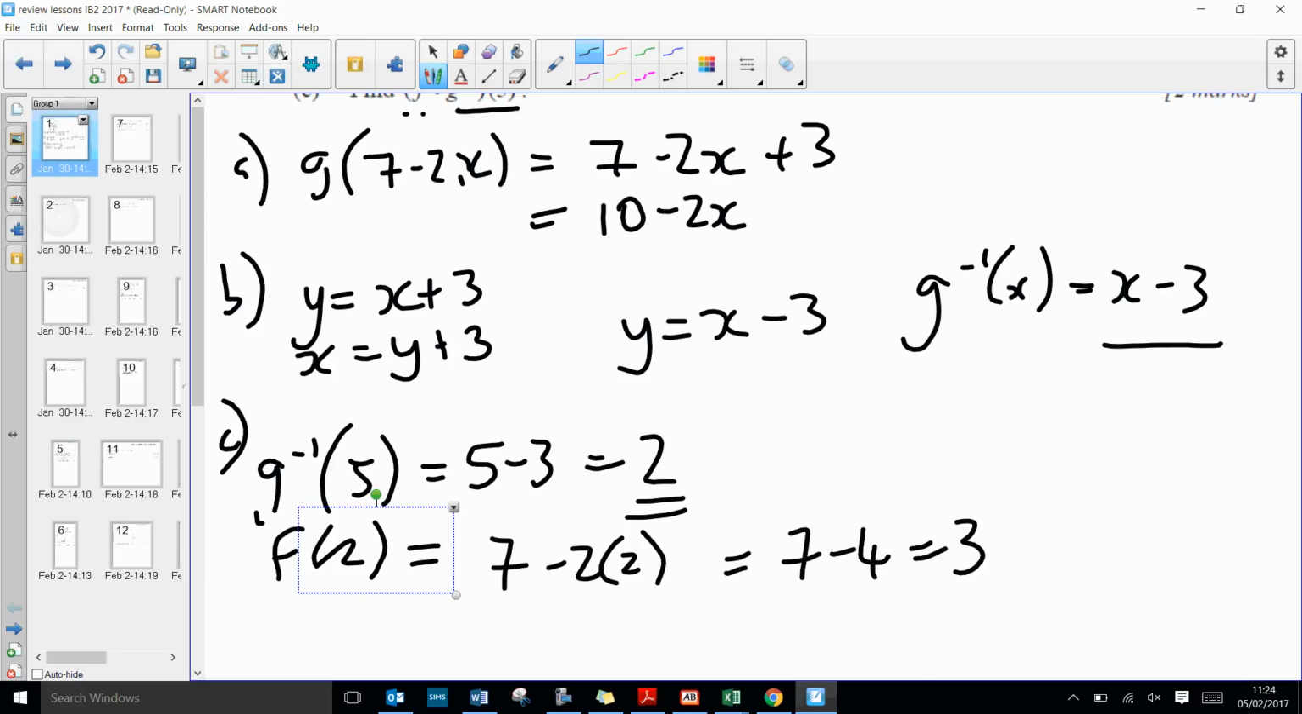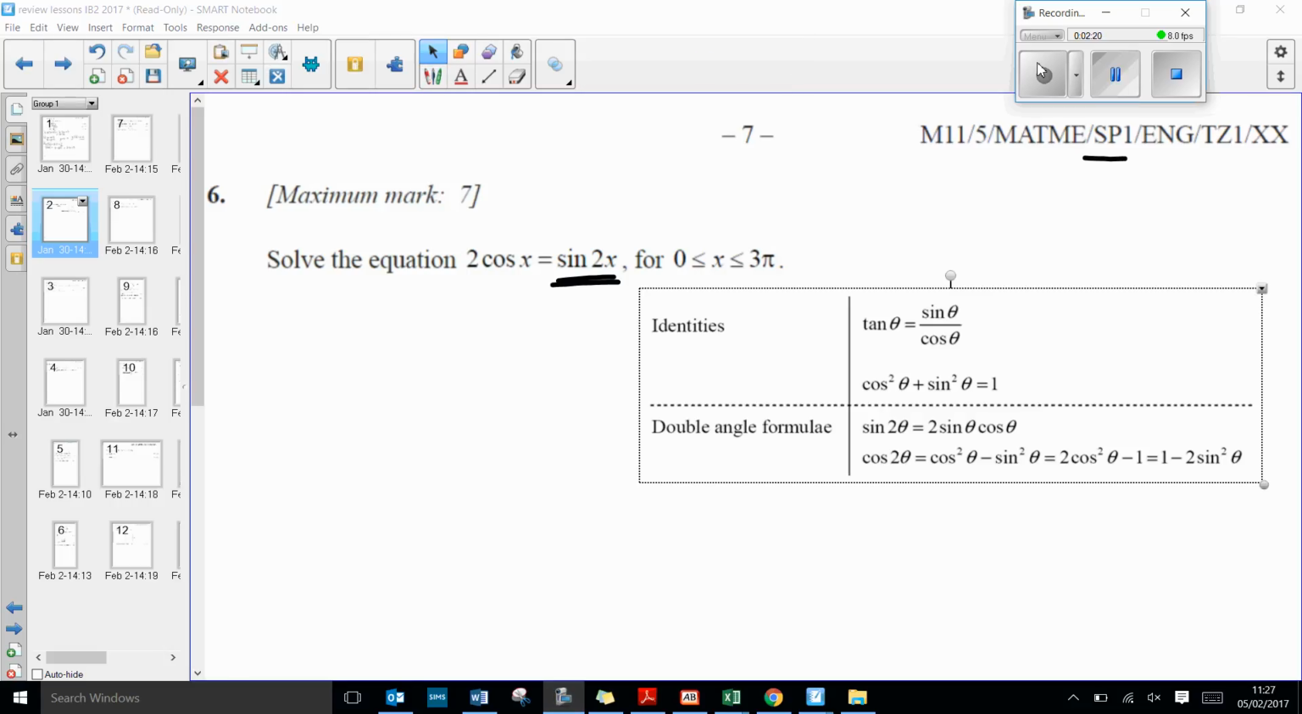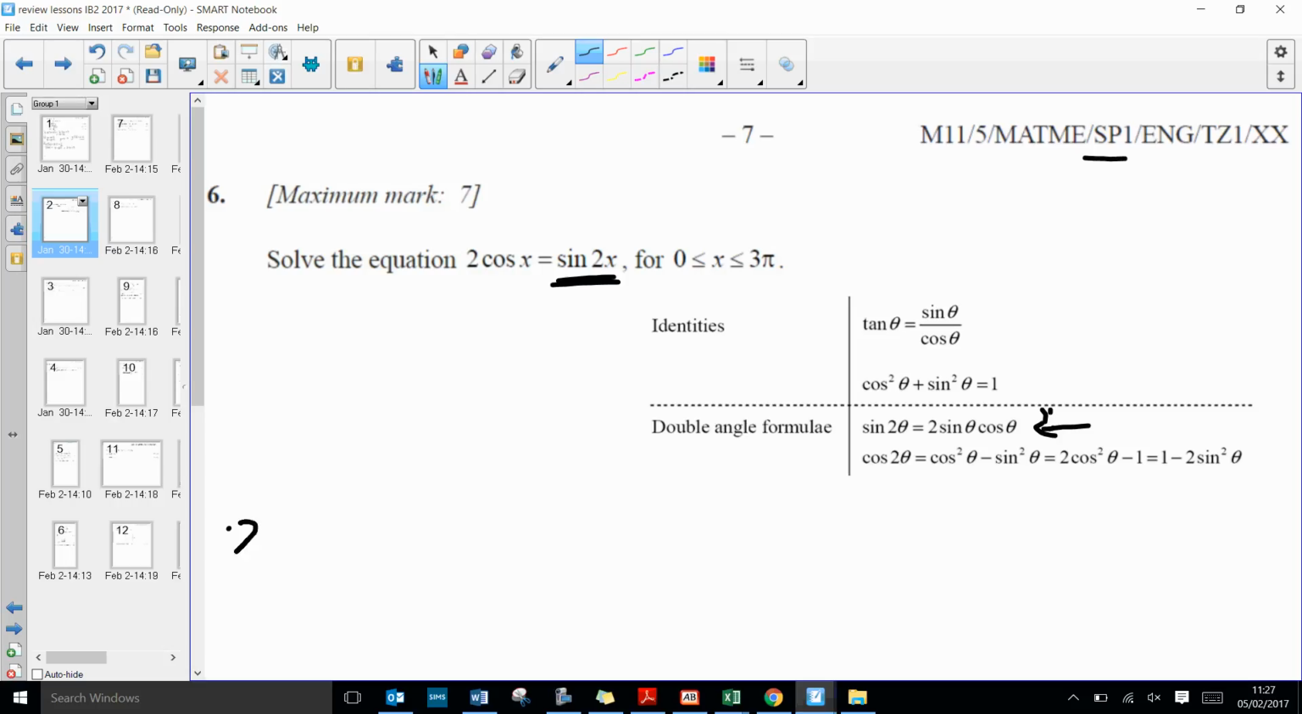Next one again, paper 1. So solve the equation 2 cos x equals sine 2x. So here, because we have sine 2x, we're going to need our formula booklets to help us out. Okay, so I can't find my booklet, but I've got this, which is what you're given on the exam. So as we can see here, we've got sine 2x. We've got an identity here for sine 2 theta, so we're going to change that expression there. So we're going to rewrite 2 cos x equals 2 sine x cos x.